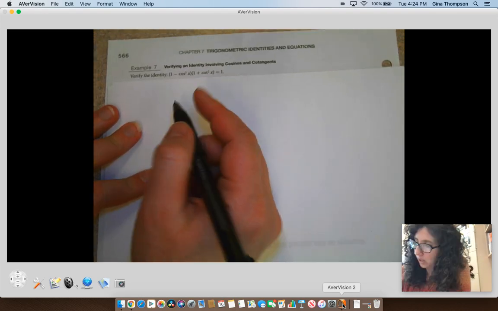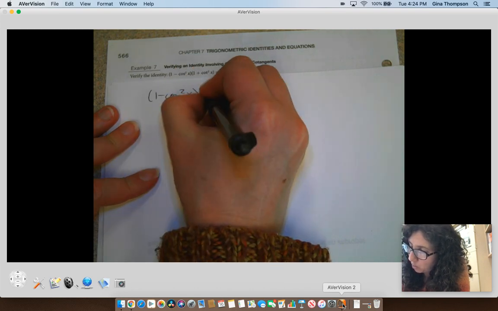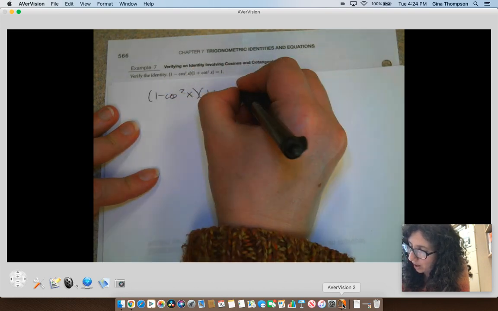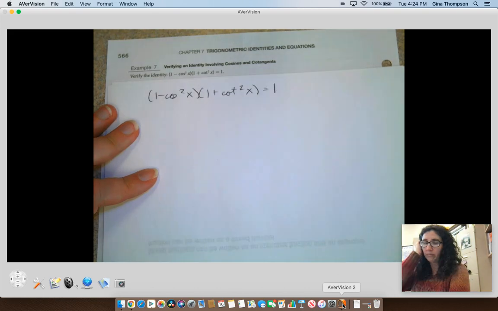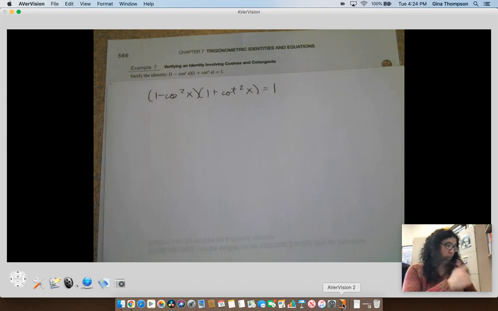All right, so let's look at this one. 1 minus cosine squared x times 1 plus cotangent squared x equals 1. This looks like we're going to be using some Pythagorean identities. All right, let's find those.